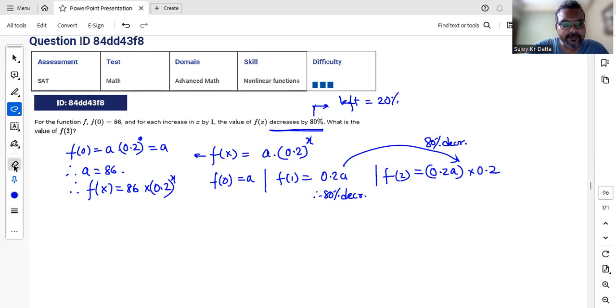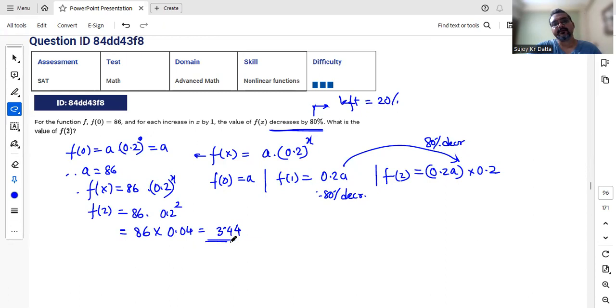So f(2) would be 86 times 0.2 squared. So that's 86 times 0.04. So that would be 3.44. So that is our answer, the value of f(2).